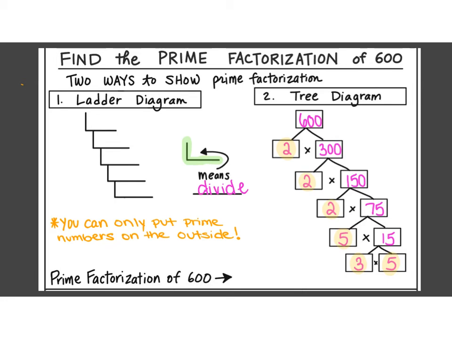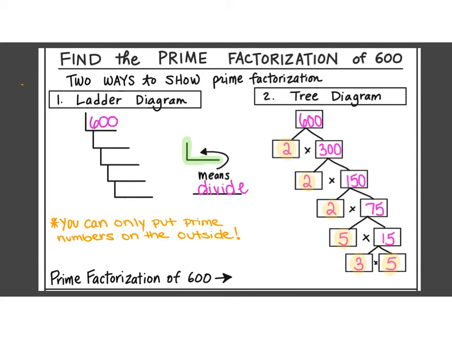We'll start by writing 600 inside the first ladder step at the top. We know we need to divide 600. We need to divide 600 by a prime number. Let's start with 2. 600 is an even number, so it can be divided by 2.